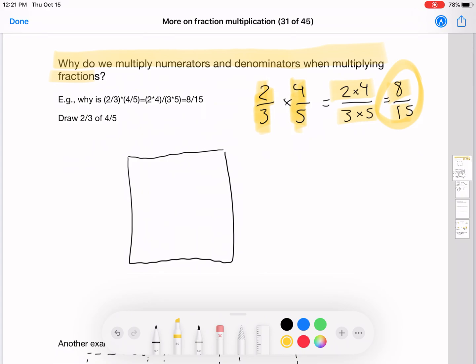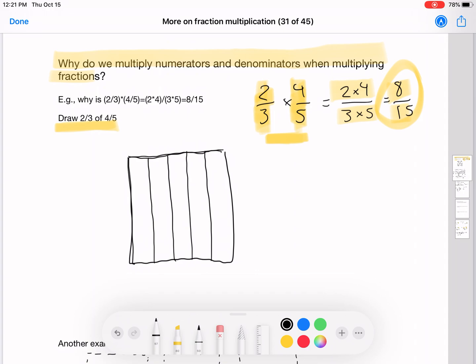We have to go back to the fact that 2/3 times 4/5 really represents 2/3 of 4/5. So let's start by drawing 2/3 of 4/5. If I'm going to draw 4/5, I need to draw a whole. So this square represents one whole. I've got to chop this into 5 equal pieces so I can get my 4/5. Split this one in half, this one in thirds, and I should have about 5 equal pieces. So hopefully I have shaded 4/5.